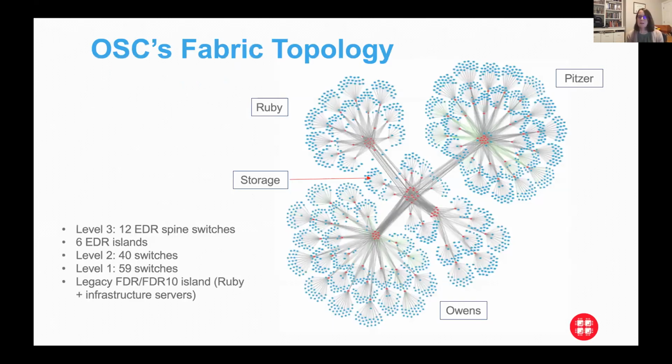Here's a diagram of the fabric from INAM. This diagram is produced from INAM. And you see, we have a level 3 fabric with 12 spine switches. Those are roughly over here in the middle. Owens cluster actually has 2 islands with over 800 nodes. And then this is the Pitzer cluster with the expansion nodes. They're available to our staff right now. We don't yet have users on some of these. And then Ruby, the FDR cluster.